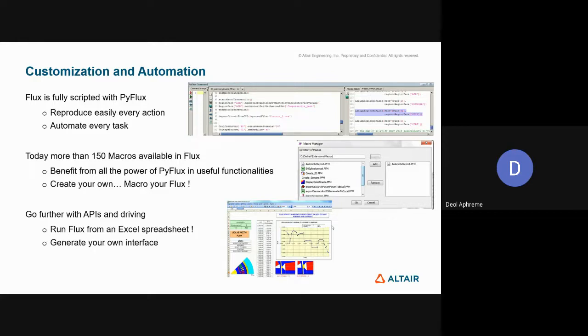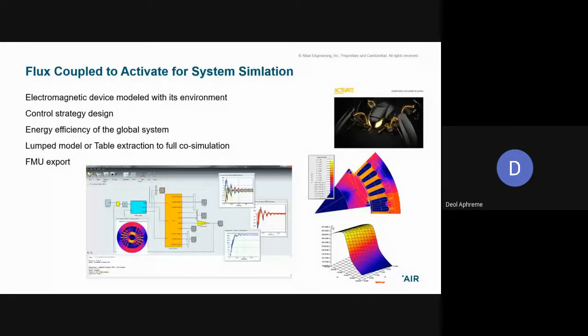And then we have APIs. You can couple with APIs. If you want to use VBS or Java, you can use an API, and you can even use Excel to run Flux. So it's how you want to use the tool, how you want to visualize and use the tool. So definitely a lot of customization, optimization and automation of this software is possible.